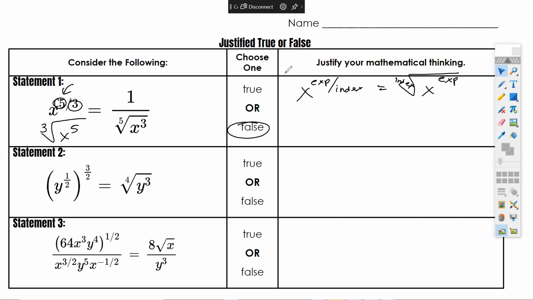On the next one, we learned last week that if we have a power raised to a power, we're going to multiply. So that's going to give me y raised to the 3/4. And then I'm going to write this out in radical form. So that would be the 4th root of y to the 3rd power. Exactly what they have here. So this is a true statement. Yeah, you multiply the exponent.